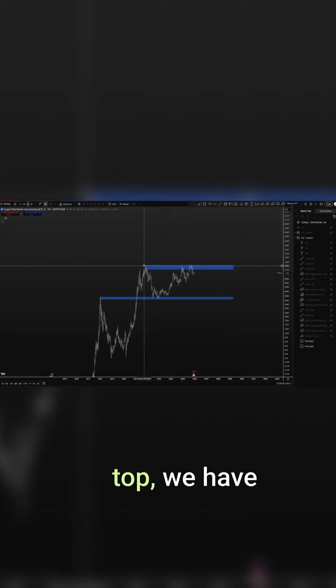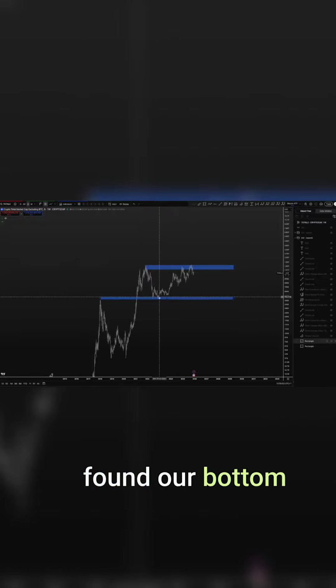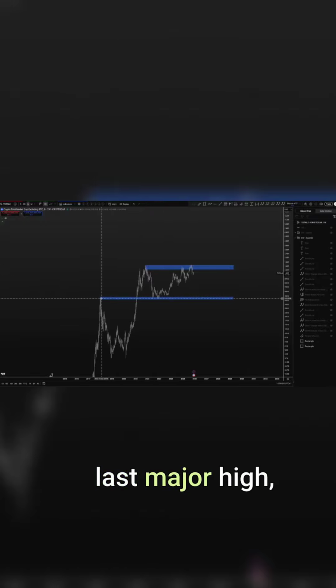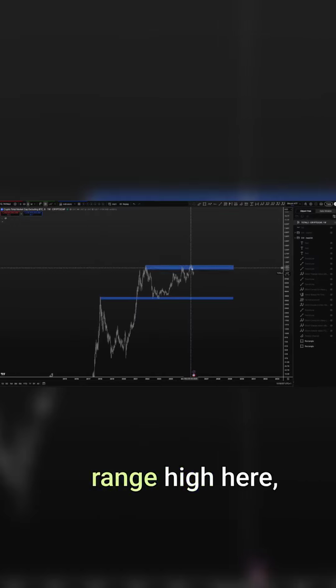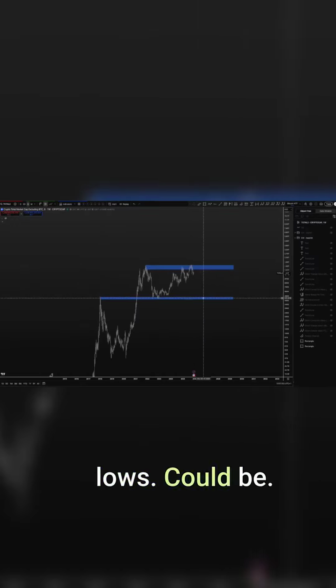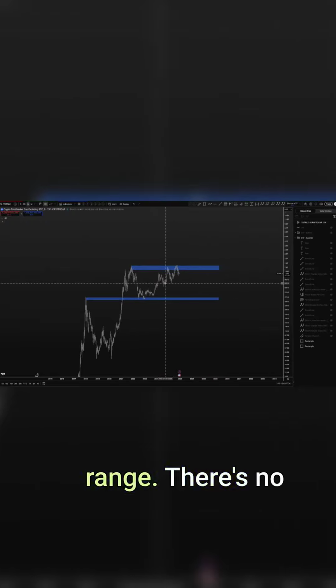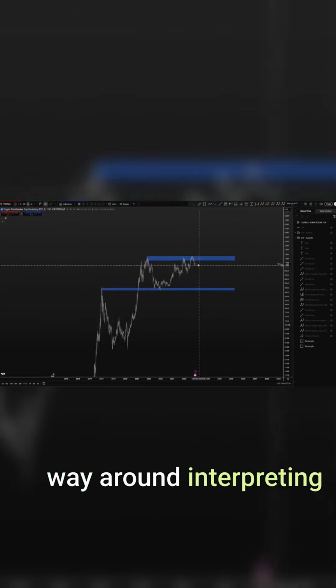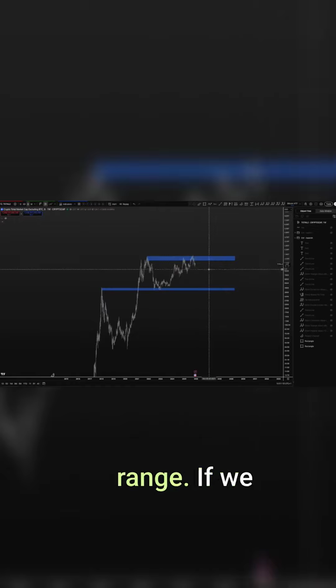So we have had this top, we have found our bottom here as a retest of the last major high, and then we have retested the range high here, and maybe we are going back to the range lows. Could be. It is a range. There's no way around interpreting this as anything else than a range.